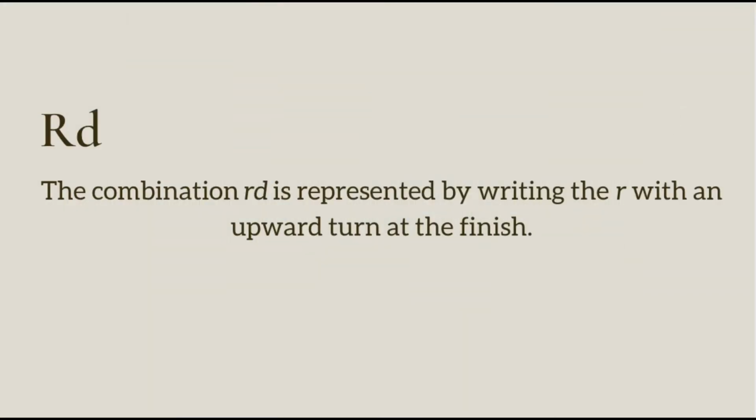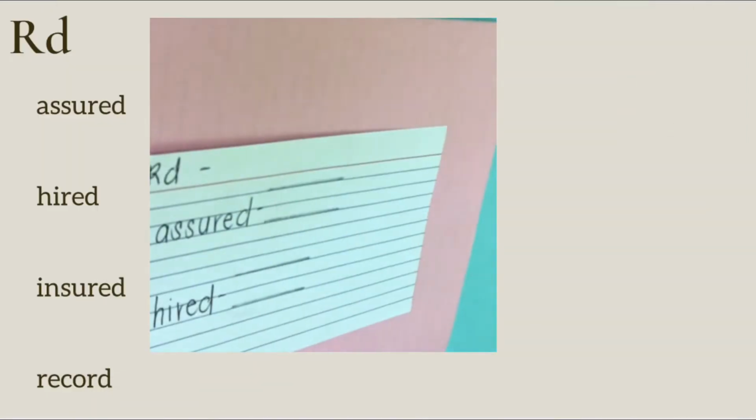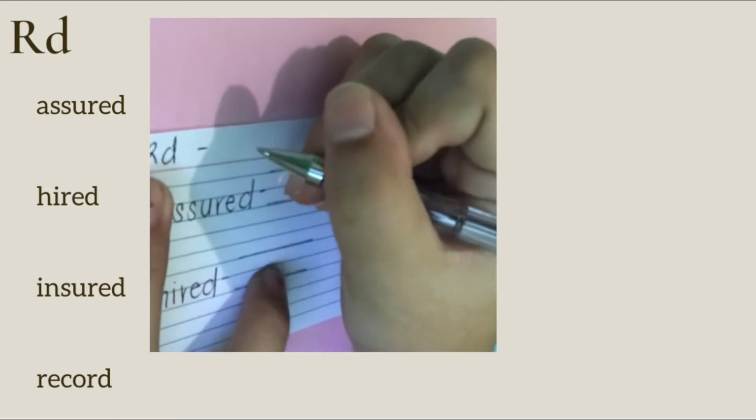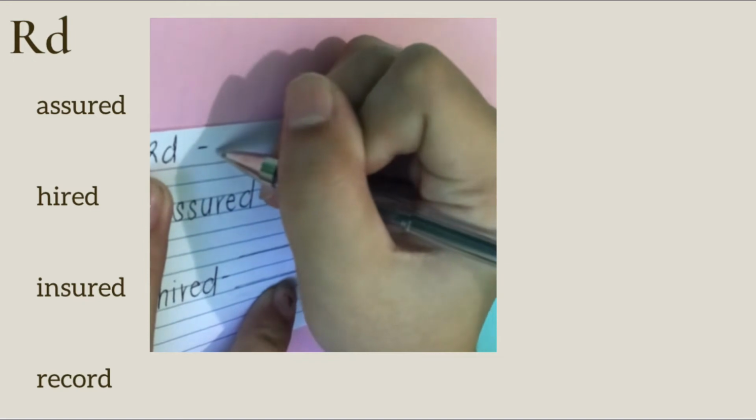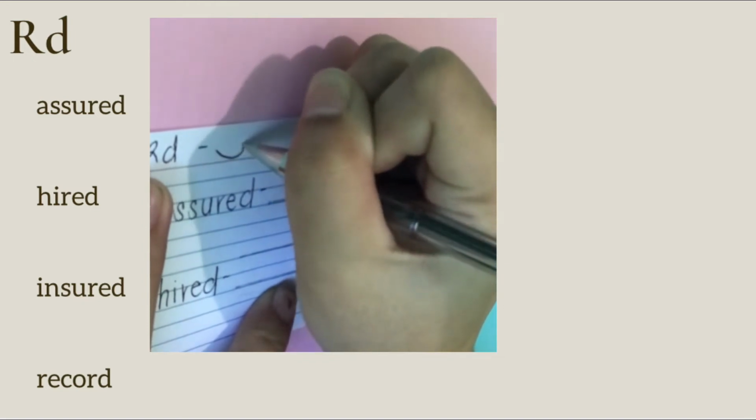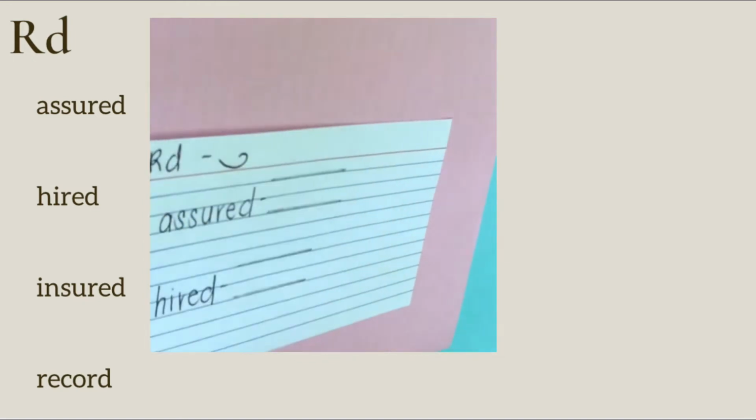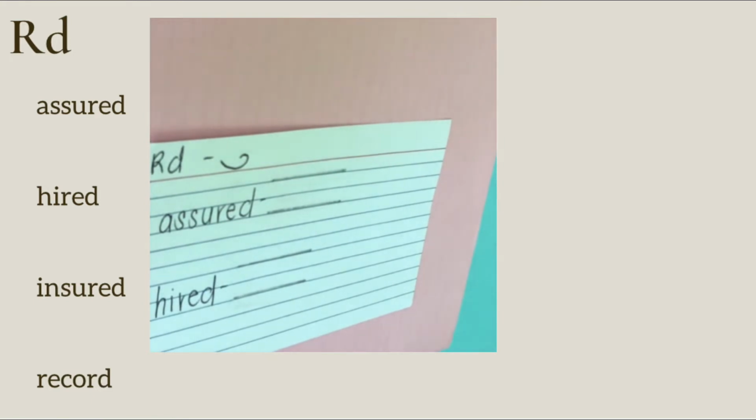RD. The combination RD is represented by writing the R with an upward turn at the finish. So we have here examples of principles of RD. This is the symbol of RD. Like this, and finish like that. So we proceed to the example words of RD.